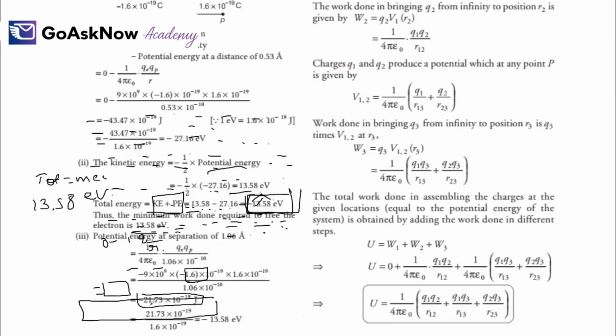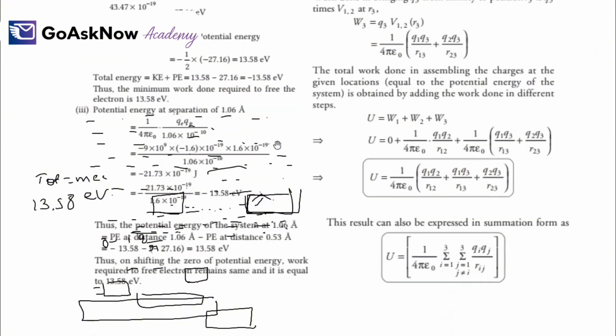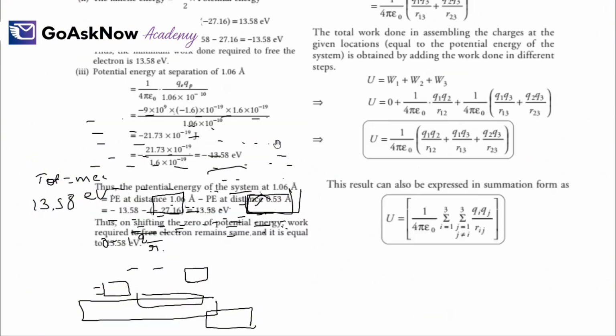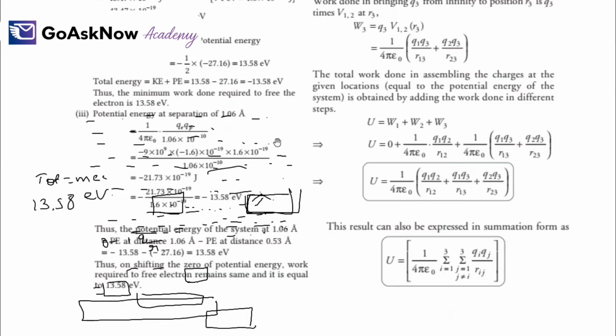This value is the potential energy, and just dividing by 1.6 into 10 to the power minus 19, you will get it in electron volt. That is equal to minus 13.58 electron volt. So that was the calculation for this part, and the potential energy of the system at 1.06 angstrom, which we have just found out, is minus 13.58 electron volt.